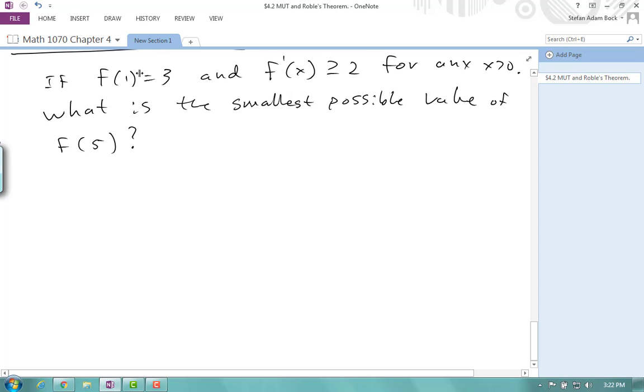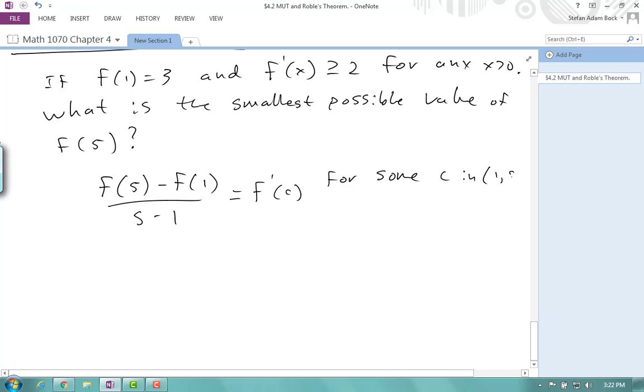Then I'll be looking for something between f of 1 and f of 5, and this should say that between f of 1 and f of 5, I can calculate the average rate of change. So f of 5 minus f of 1 divided by 5 minus 1 is equal to f prime of c for some c in (1, 5). And this is by the mean value theorem.